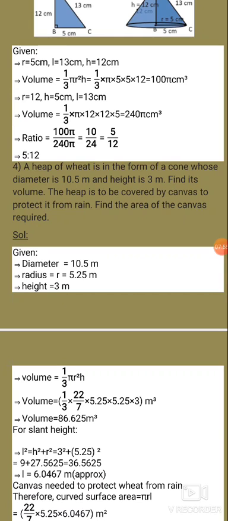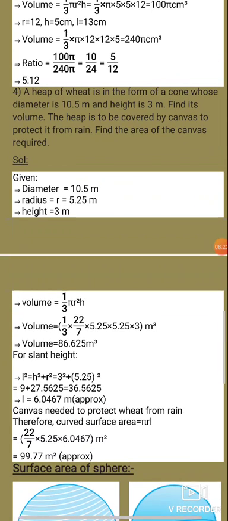Now for slant height, what is the equation? L square is equal to h square plus r square. That is 3 square plus 5.25 the whole square. 9 plus 27.5625, 36.5625. So you can find the approximate value, or you can find it using the long division method. So the approximate value is what? L is equal to 6.0467.